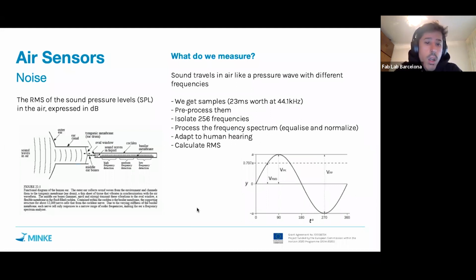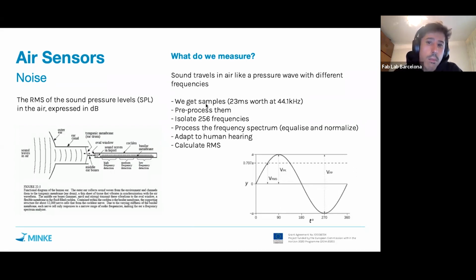Another metric is the microphone, or the noise readings. This always raises a lot of questions, so I'm going to spend a little bit more time talking about this one. Basically, what we measure is the root mean square, or RMS, of the sound pressure levels in the air. And we express that in dB, decibels. Probably everyone knows this, but decibels are not a unit. It's just a way of expressing a relationship of numbers, and it's widely used in acoustics and things like this.